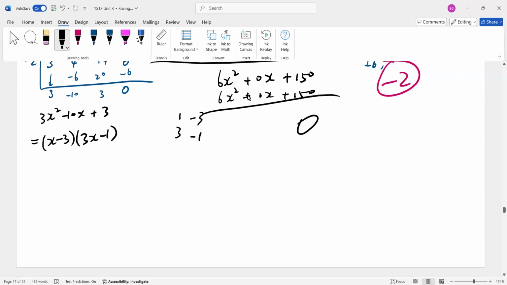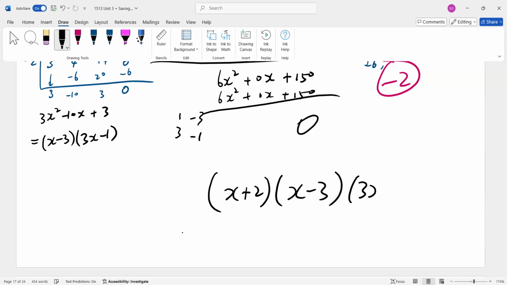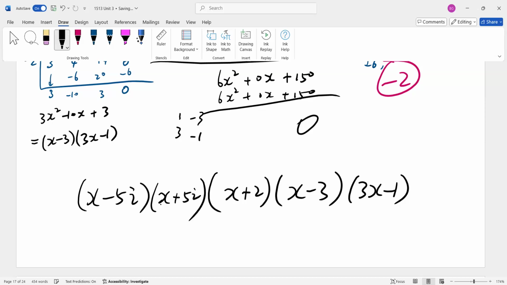So what happened is we found all three roots for the pink polynomial. And we can write that pink polynomial as x plus 2, because minus k is minus negative 2, which is plus 2, right? And then x minus 3, and then 3x minus 1. With the other two roots, 5i and -5i, we got all the 5.